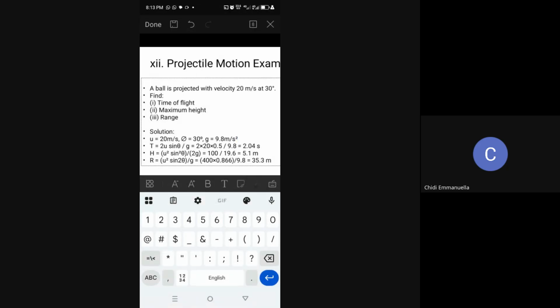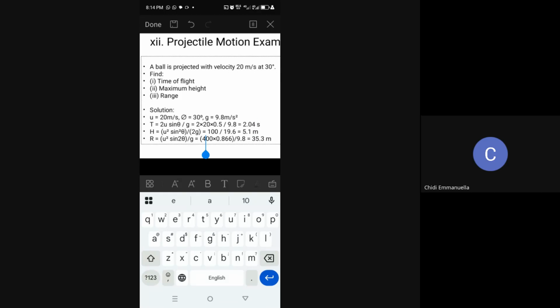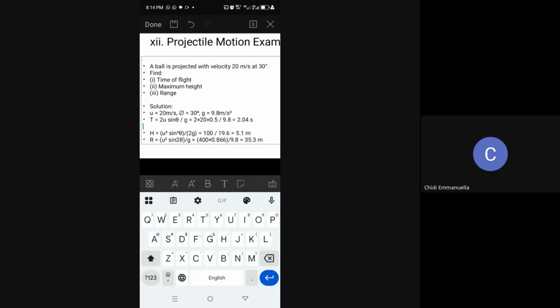So time of flight is 2u sine theta over g. My u is 20, so 2 times 20 sine 30 over 9.8. Sine 30 is 0.5. That's why you are seeing 0.5 there. 2 times 20 times 0.5 over 9.8, you will have 2.04 seconds. Maximum height: u square sine square theta over 2g.